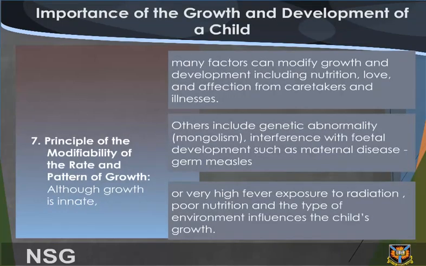7. Principle of the modifiability of the rate and pattern of growth. Although growth is innate, many factors can modify growth and development, including nutrition, love and affection from caretakers, and illnesses. Others include genetic abnormality such as mongolism, interference with foetal development such as maternal disease, germ measles, or very high fever, exposure to radiation, poor nutrition, and the type of environment influences the child's growth.